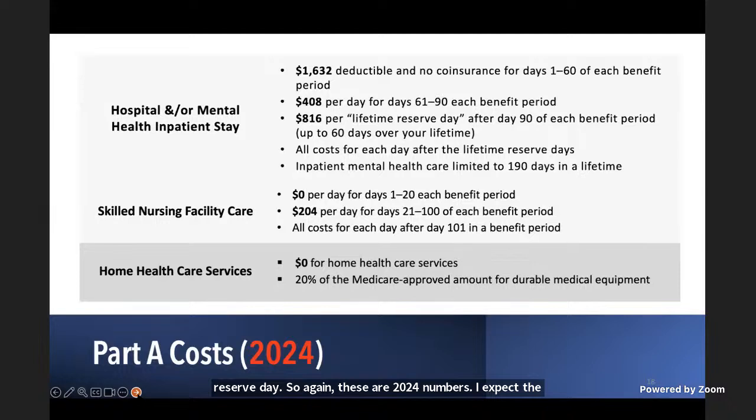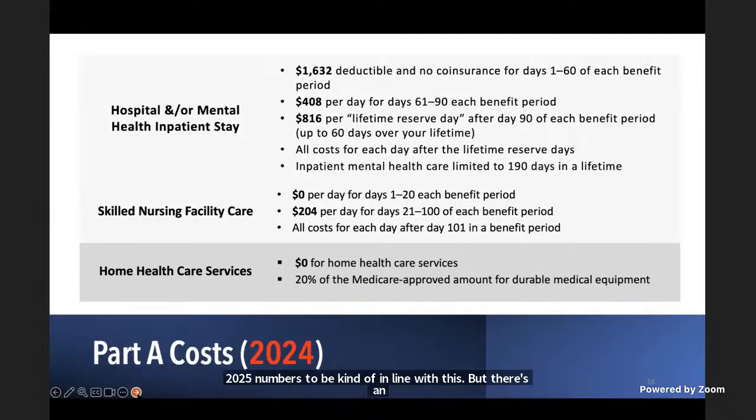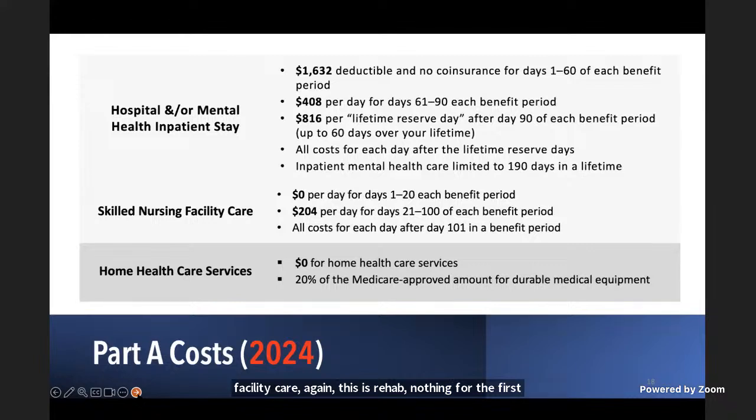For your skilled nursing facility care, again, this is rehab. Nothing for the first 20 days, $200 for each of the days up to 100 days, and then all costs after 100 days. And then for home health services, you generally pay nothing except for 20% of the Medicare approved amount for durable medical equipment. So if they have to bring you an oxygen concentrator or a walker or a wheelchair or something like that for you to use, then you'll pay part of the cost of the equipment.